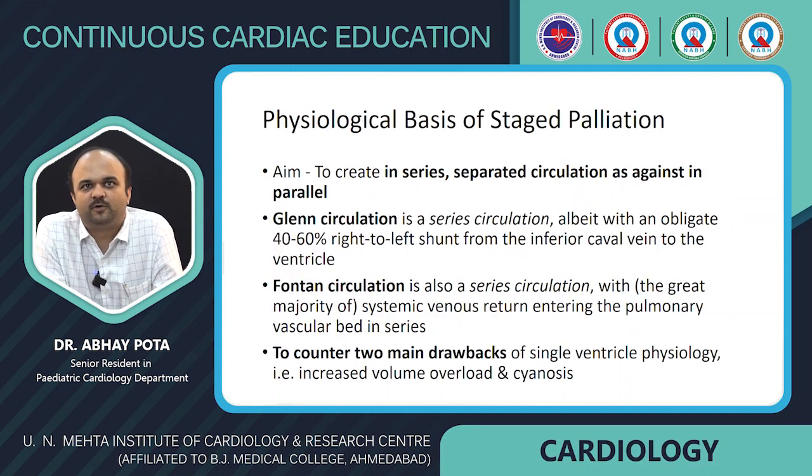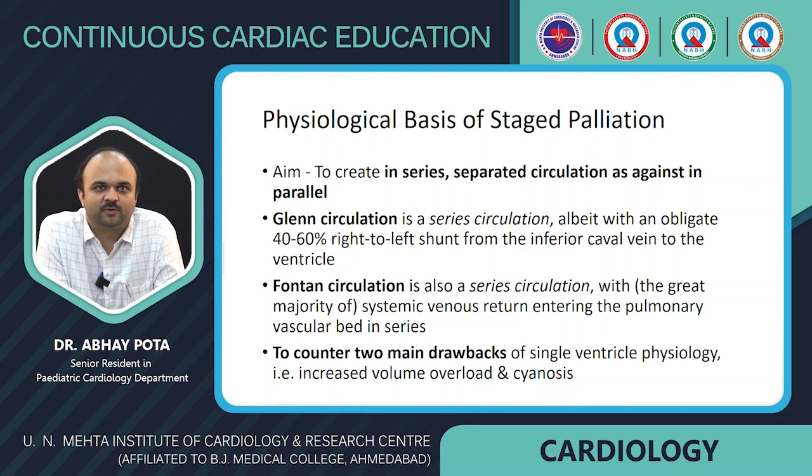Next, what is the physiological basis of staged palliation? The aim of staged palliation is to create an in-series separated circulation, as against the parallel circulation which was previously there. Glenn circulation is an in-series circulation, although with an obligate 40 to 60% right to left shunt from the IVC to the ventricle and eventually to the aorta. Fontan circulation is also a series circulation with systemic venous return entering the pulmonary vascular bed in series. This is done to counter two main drawbacks of single ventricle physiology, that is increased volume overload and cyanosis.